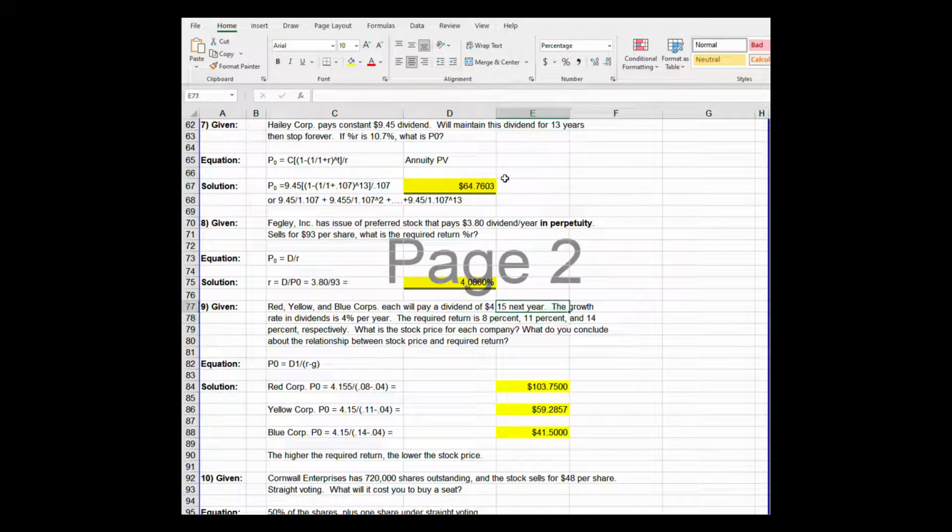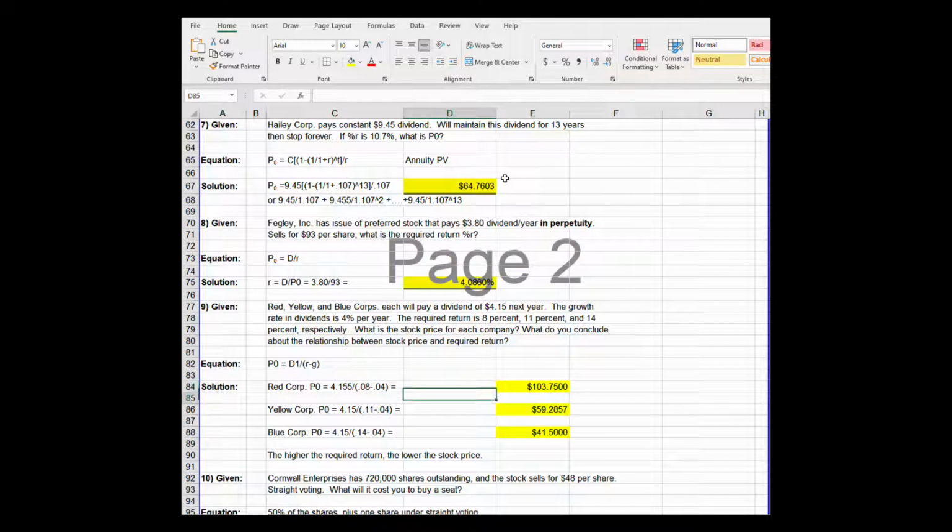Fegley Inc. has an issue of preferred stock that pays $3.80 per year in perpetuity, sells for $93 a share. What's the required return? Now, since it's a perpetuity, that's C over R, present value from Chapter 6. Present value perpetuity is D over R, C over R. So I just take that dividend divided by today's stock price, and I get required return of 4.0860%. There's your answer to problem number 8.